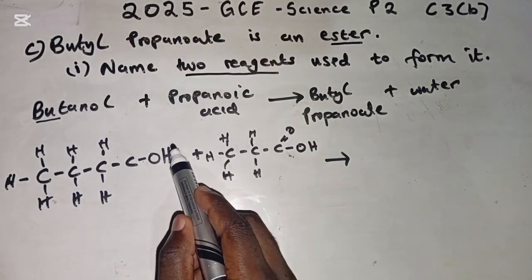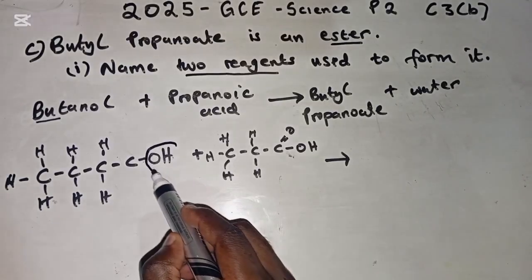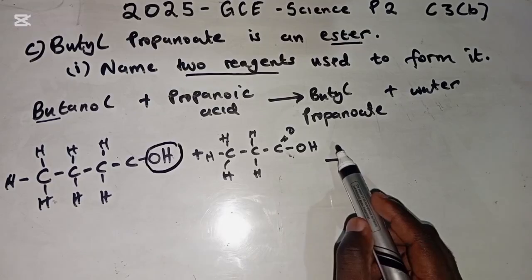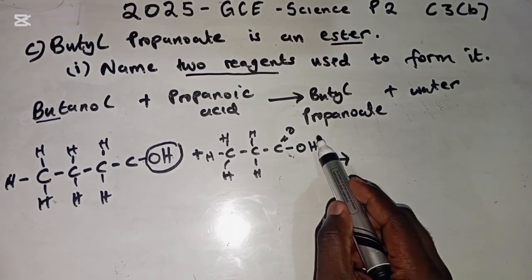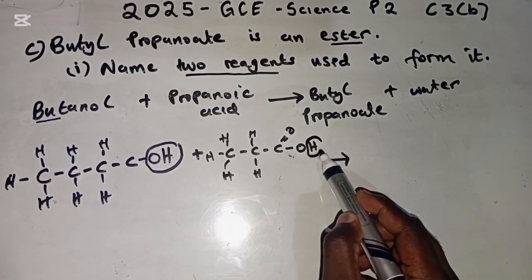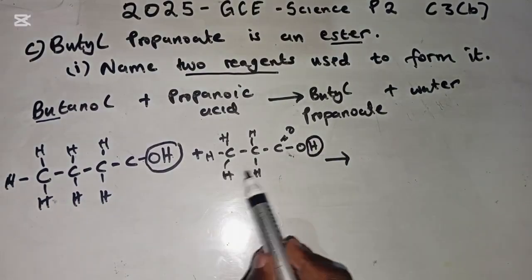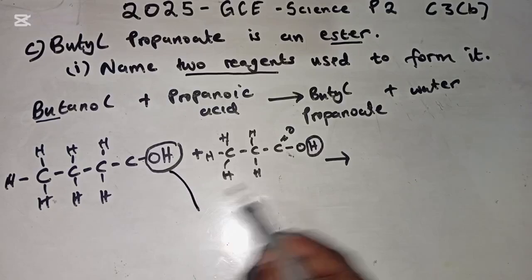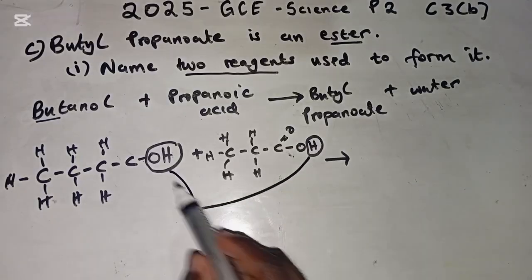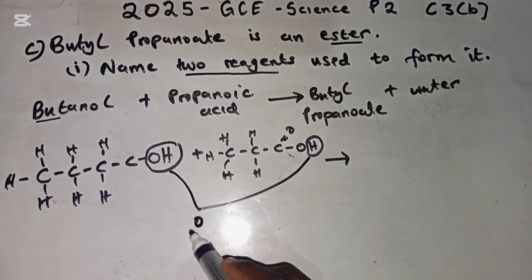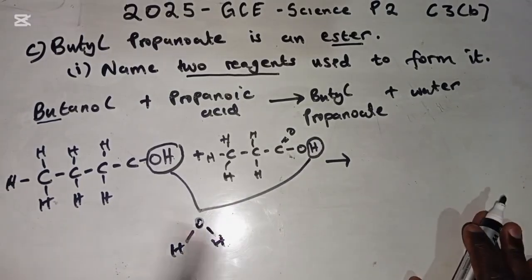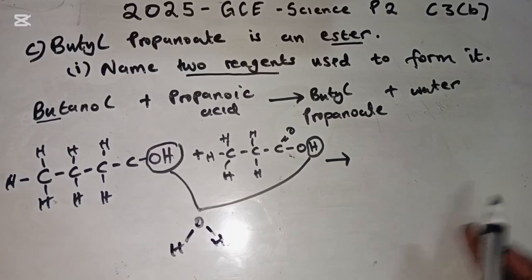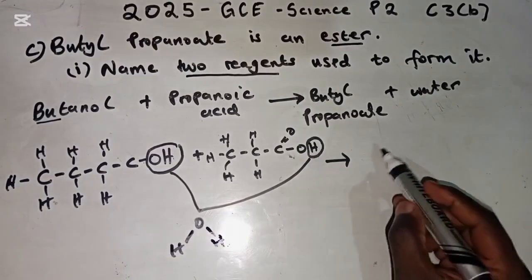So this OH, okay, will react with one H from the acid. So look at what you have here. When these two react together, they will definitely form water. This is what we mean when we say condensation reaction. So in drawing, remember here we've removed the H.